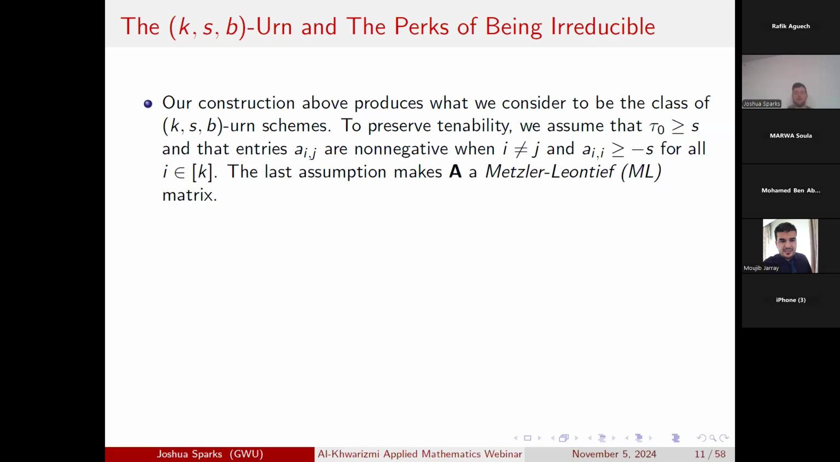There may be other assumptions that work through this, but one of the nice things that makes this assumption most preferable is that this construction makes A a Metzler-Leontief matrix, basically a matrix that is non-negative except along the diagonal. We can then reconstruct it as the difference of a non-negative matrix minus S times an identity matrix, which is also non-negative. And what makes this nice, and I'll talk about it in a second, is that we have two non-negative matrices, and then eventually when we talk about irreducibility, we can start using Perron-Frobenius theorems that come from this.